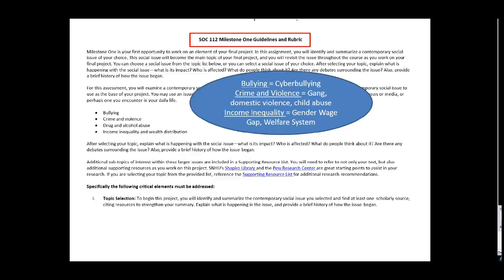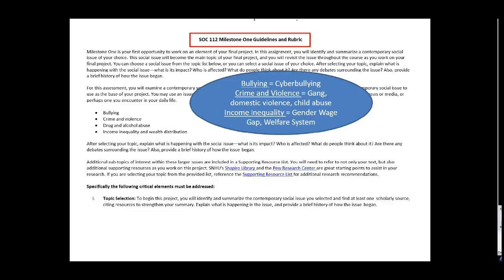So in bullying, perhaps you talk about cyberbullying, or bullying in middle schools or in high school. Crime and violence, perhaps you talk about specifically gang violence or domestic violence, child abuse and neglect. And if you want to do income inequality, perhaps that's the gender wage gap, the welfare system. You want to really hone in on something specific to that topic.